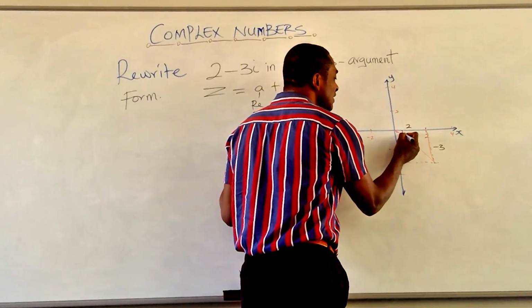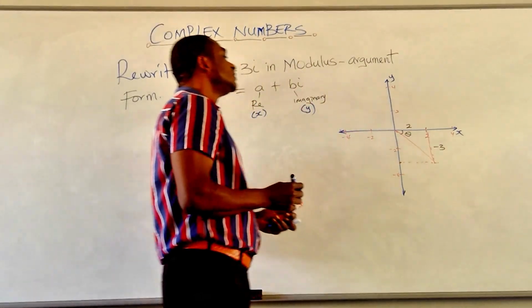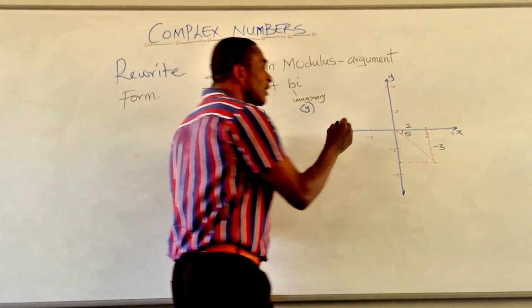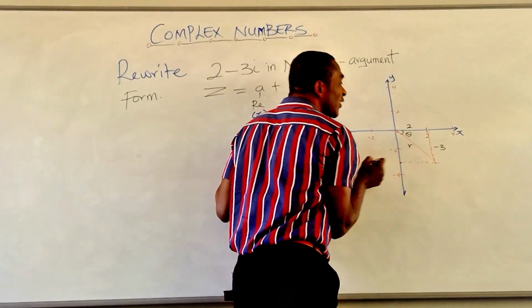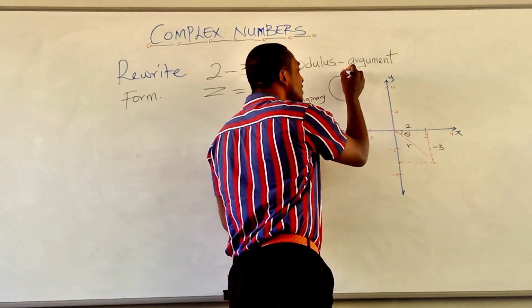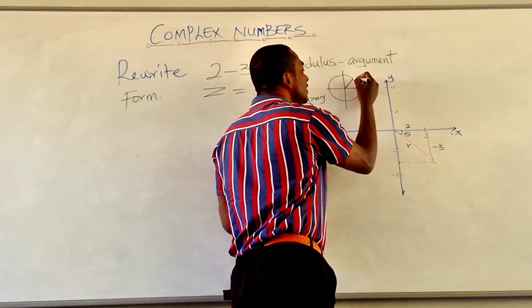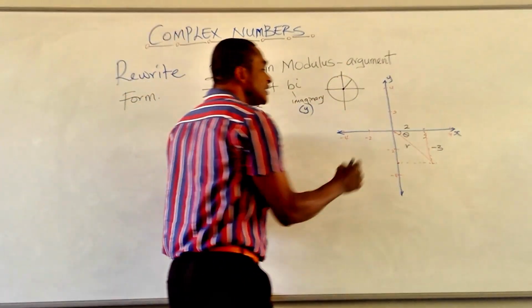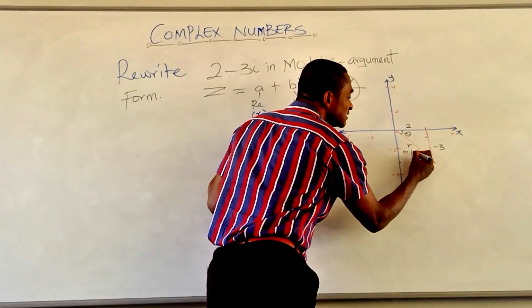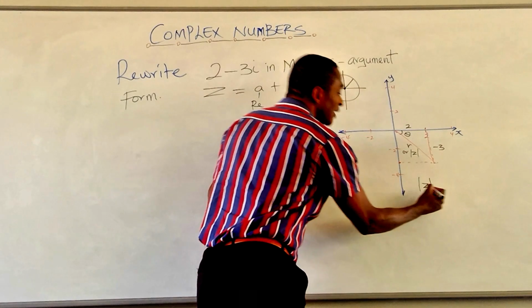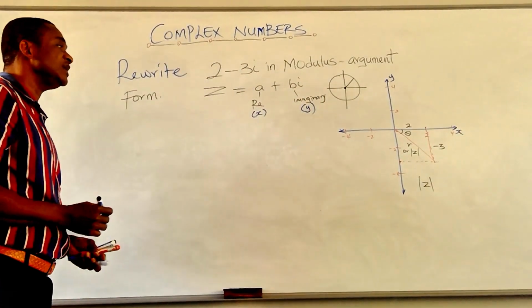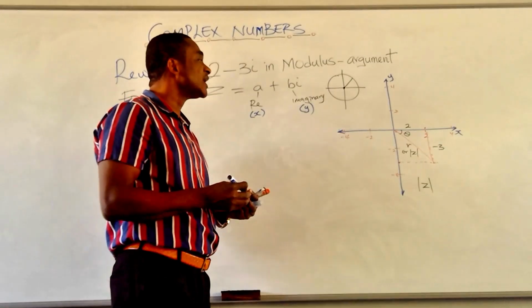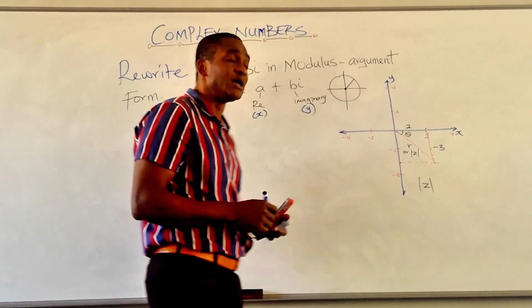Now, what is our argument? Our argument is the angle they form between them. What is our modulus? Our modulus is this part, which forms our radius. We call it a radius because if it is in a circle, it is the line drawn from the center of the circle to the circumference. We classify it as the modulus. Modulus is the absolute value of z. Now, with that, we can work towards getting our modulus and also our argument.